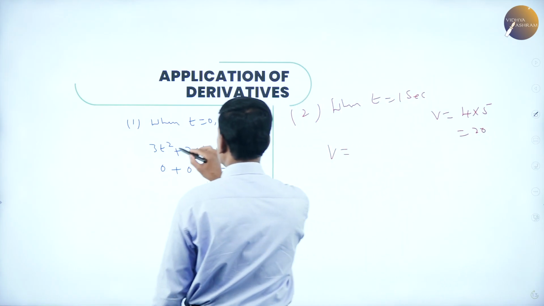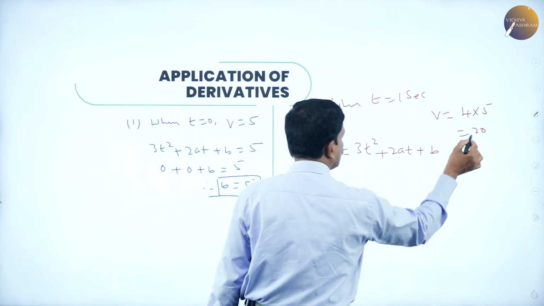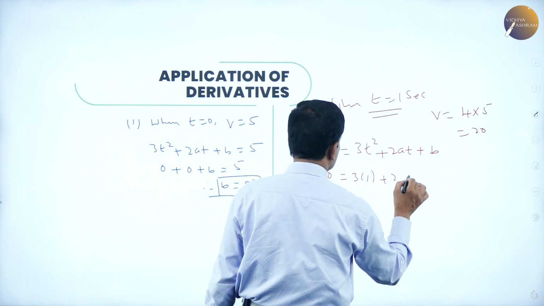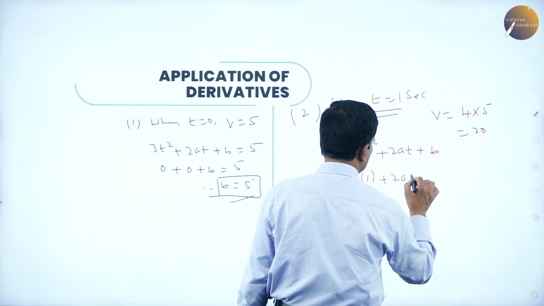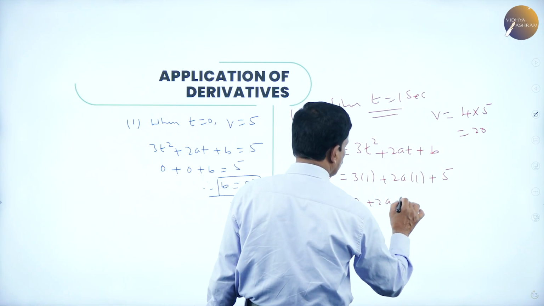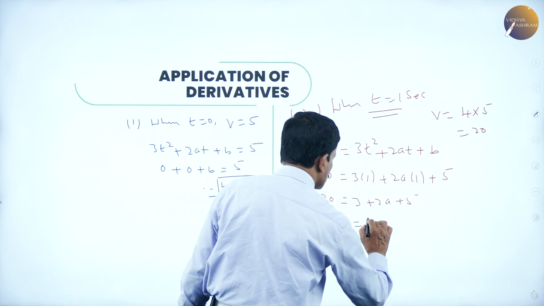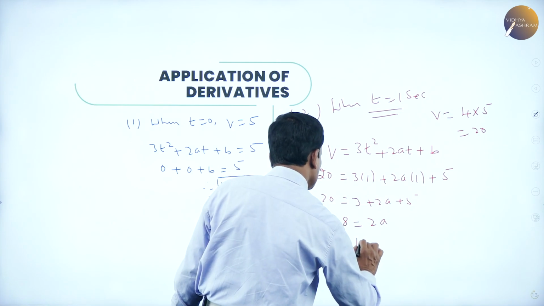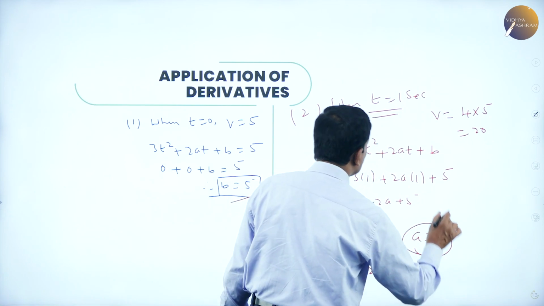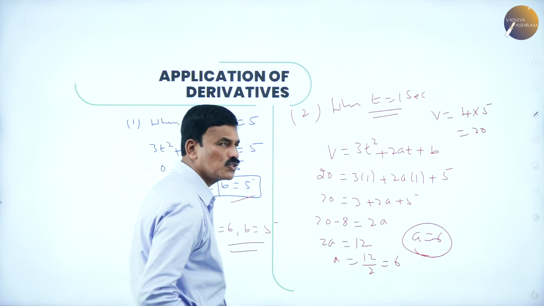So, v is 3t square plus 2at plus b. Here v is nothing but 20, t is 1 second, so 3 into 1 plus 2a into 1 plus b, and we already know b is 5. So, 20 is equal to 3 plus 2a plus 5. 3 plus 5 is 8, 20 minus 8 is equal to 2a, 2a is equal to 12, a is equal to 12 by 2, which is 6. So, therefore, the value of a is equal to 6 and b is equal to 5. This is the required answer.